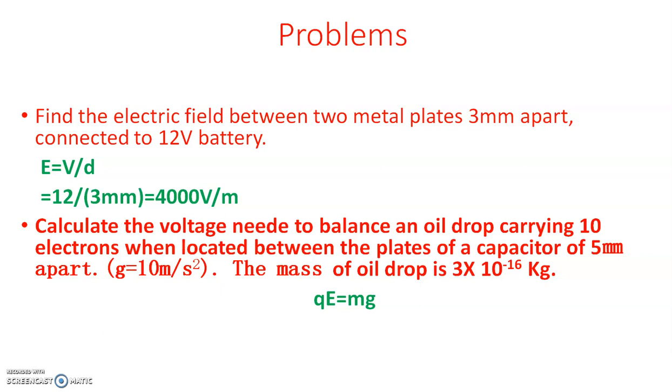Now electric field is not given. So what to do? Instead of electric field, we can write it as V by D. So Q into V by D is equal to mg. So V can be written as mg into D by Q. You can substitute the value of all those data. Mass is given. What's the value? 3 into 10 raised to minus 16 kilogram. g is given, 10 meter per second square. Small d is the separation, 5 millimeter, 5 into 10 raised to minus 3, divided by 10 into 1.6 into 10 raised to minus 19. If you substitute, you will get the answer as 9.47 volt.